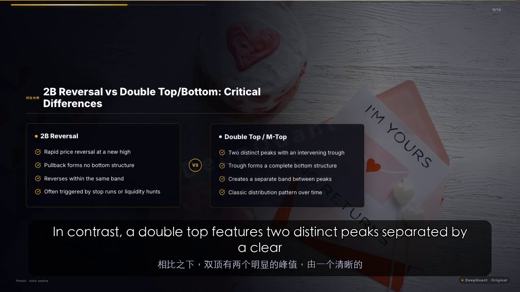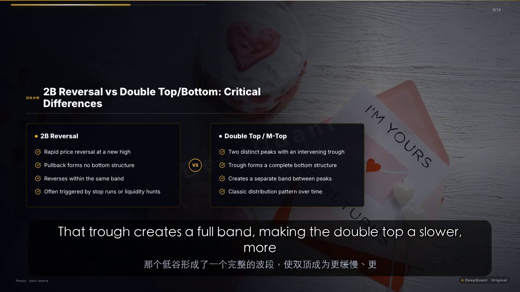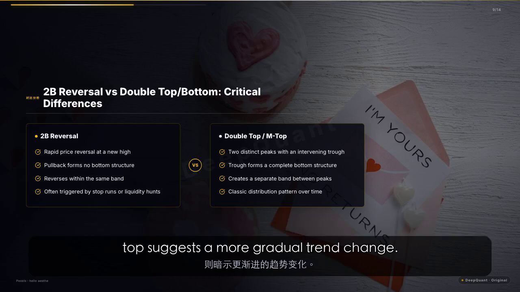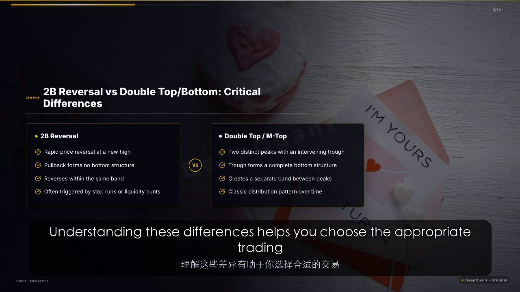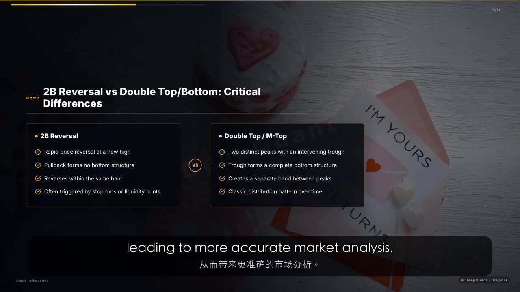In contrast, a double top features two distinct peaks separated by a clear trough that itself forms a bottom structure. That trough creates a full band, making the double top a slower, more distributed pattern. The 2B often signals a more aggressive, immediate reversal, while the double top suggests a more gradual trend change. Understanding these differences helps you choose the appropriate trading strategy and timing. It prevents you from misinterpreting a 2B as a double top and vice versa, leading to more accurate market analysis.